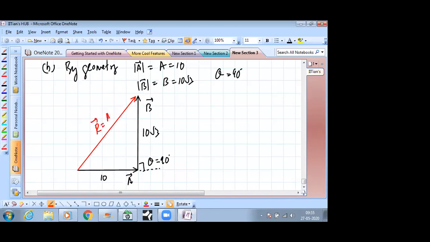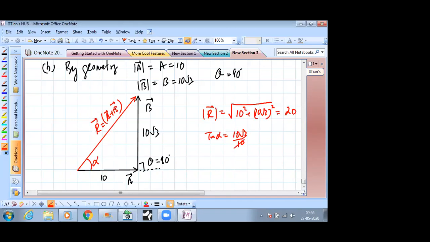you can see that tan alpha, so again all very straightforward because theta was 90 degrees.